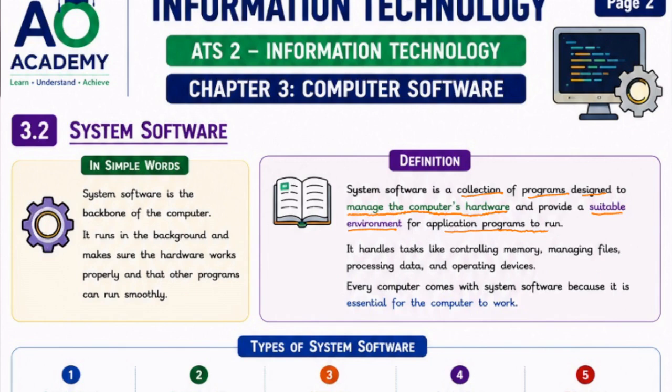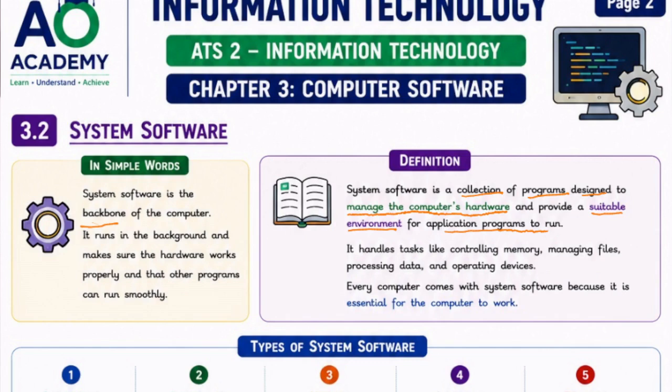An operating system is an example of system software, a part of system software, because system software is a collection of programs designed to manage the computer hardware as a whole, and to provide a suitable environment for application programs to run. So, in simple words, system software is the backbone of the computer.